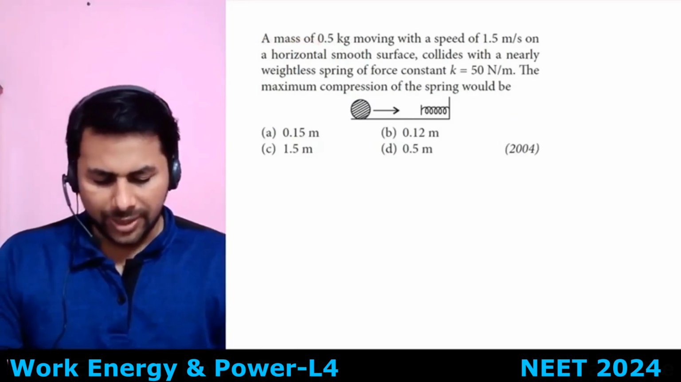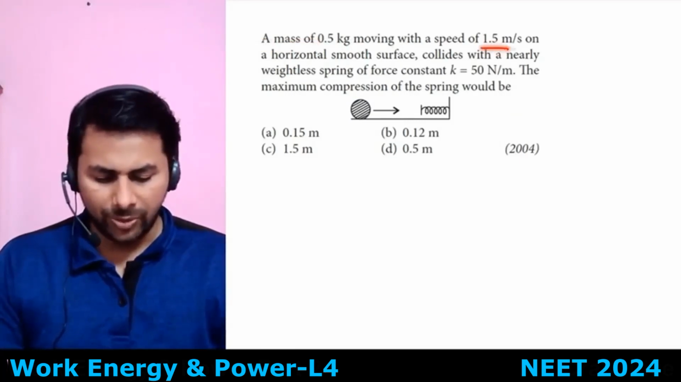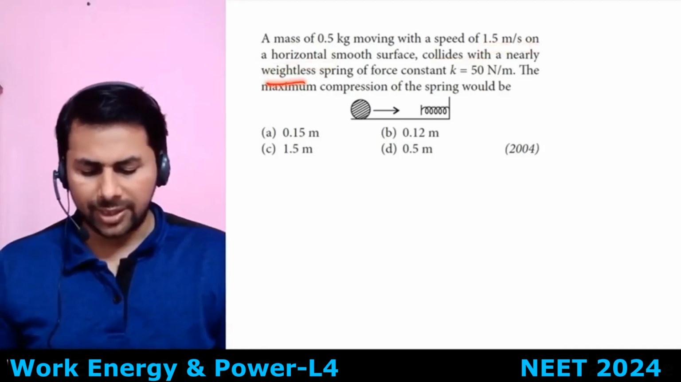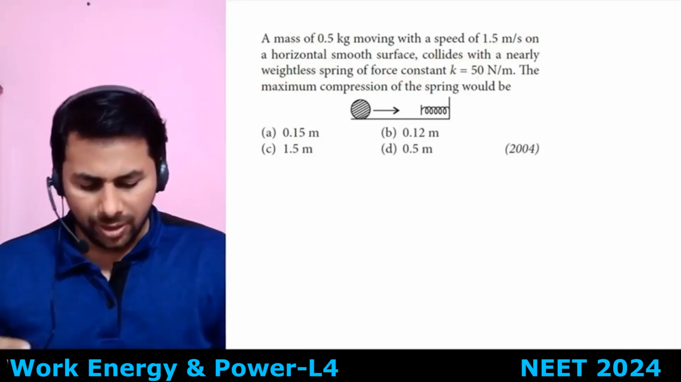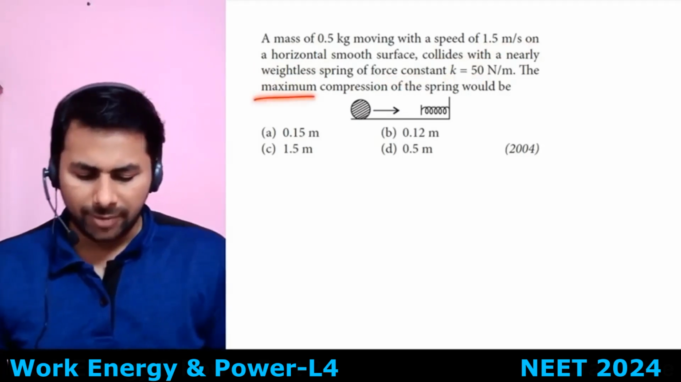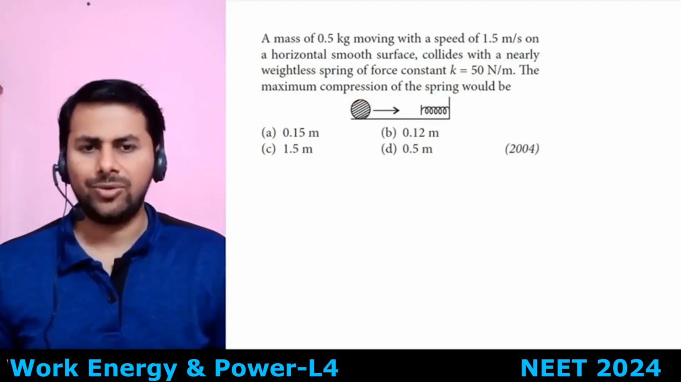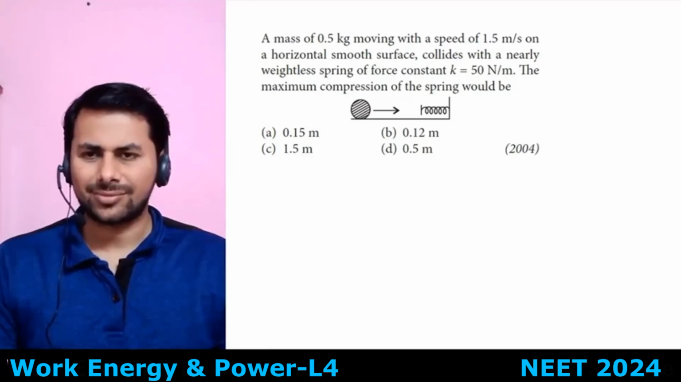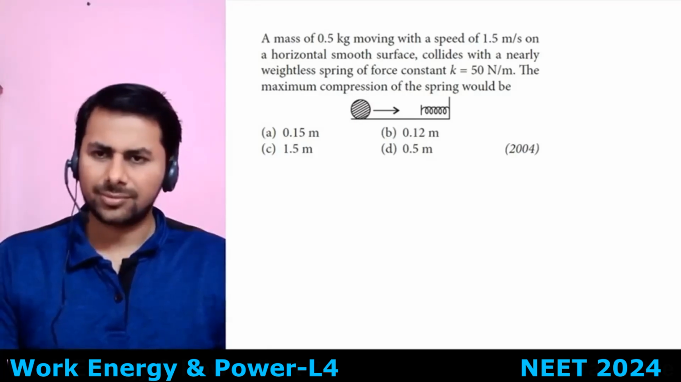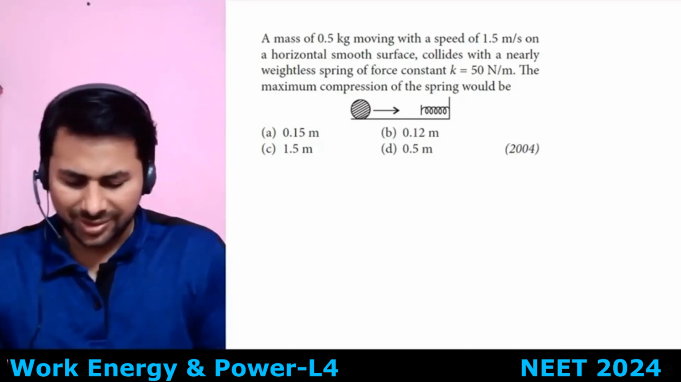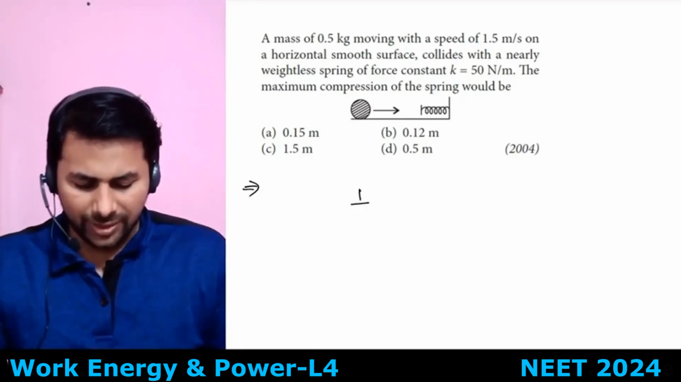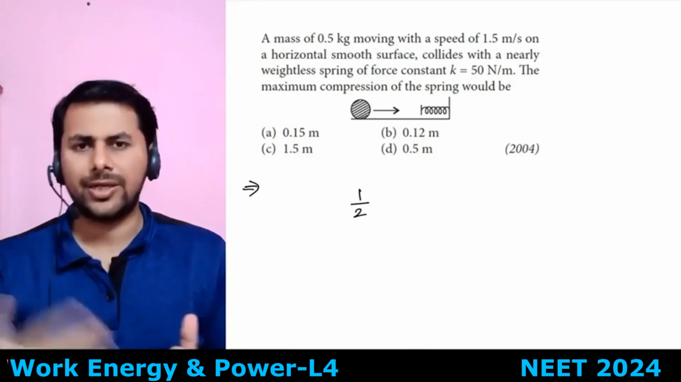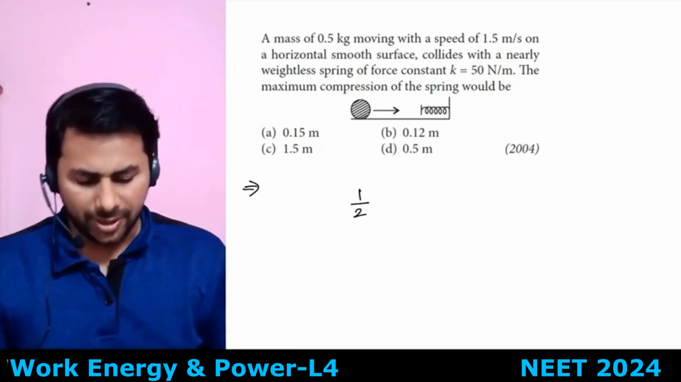a mass of 0.5 kg moving with a speed of 1.5 meters per second on a horizontal smooth surface collides with a nearly weightless spring of k equals to 50 Newton per meter. The maximum compression of the spring would be. Tell me what will happen. Very good. Right. So half of mv square, the kinetic energy of this ball when it collides with the spring, will get converted to potential energy of the spring.